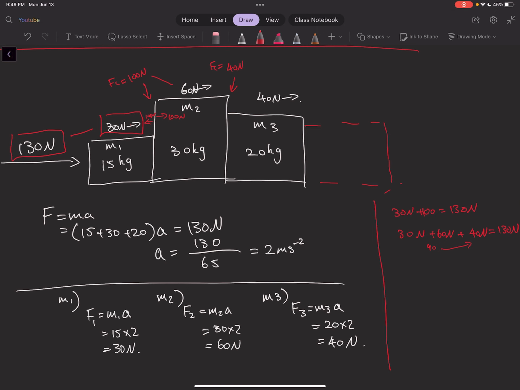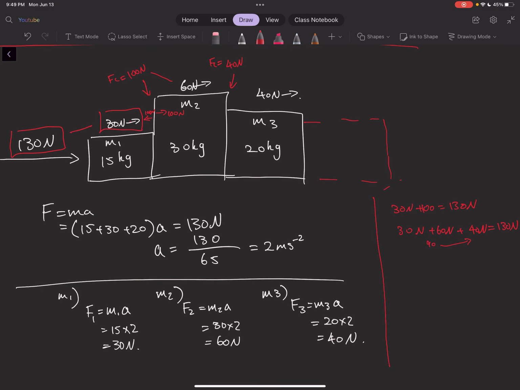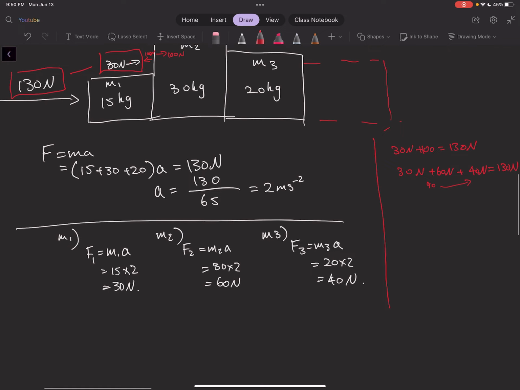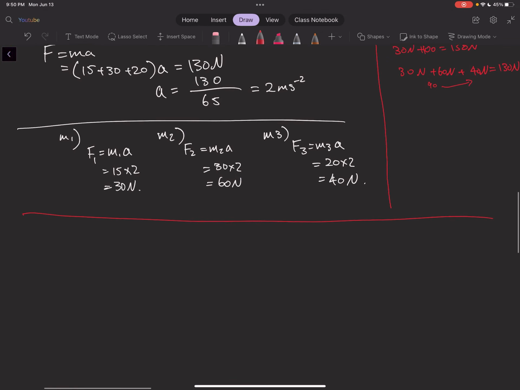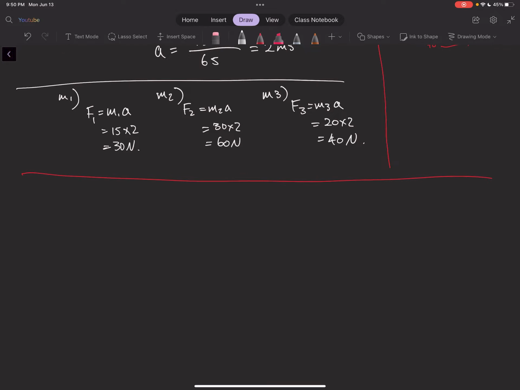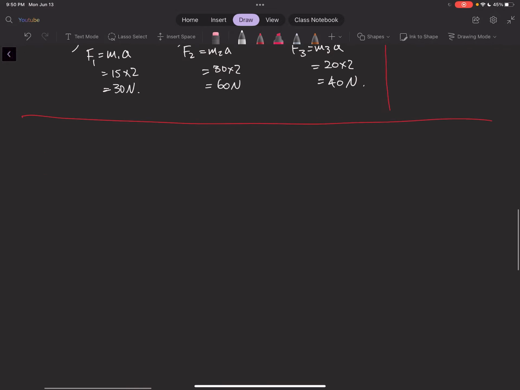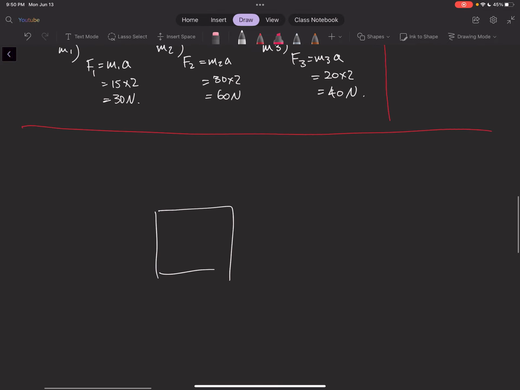This can get confusing. So what is the general way, the recommended way? The way where, if you're not sure, this way will work every single time. It's the following. We draw free body diagrams for everything. So let us redraw this again.